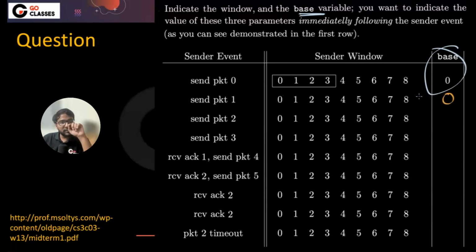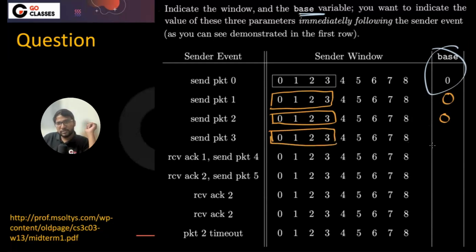The moment you receive the ACK, then only you will slide the window, right? The window is still containing this. If you send packet 2, then also window is containing this, base is still 0. If you send packet 3, then also base is still 0. Is this okay to everyone? The moment you receive ACK1, you can have the base starting from this, and then you send packet 4, and at this moment the base will be 1. You receive ACK2, which means now you immediately send packet number 5 and the base will be 2.